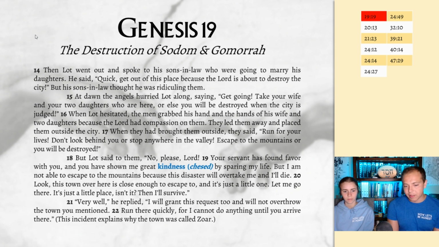This incident explains why the town was called Zoar, right? The word Zoar, I believe, means small or little. I could be wrong there. I don't have a Bible with footnotes. Oh, it actually does say that. Zoar apparently means little place. So I was correct. This just explains why it's called Zoar, because it's a little bitty place that Lot says, oh, I can go there, and you just don't have to destroy them.